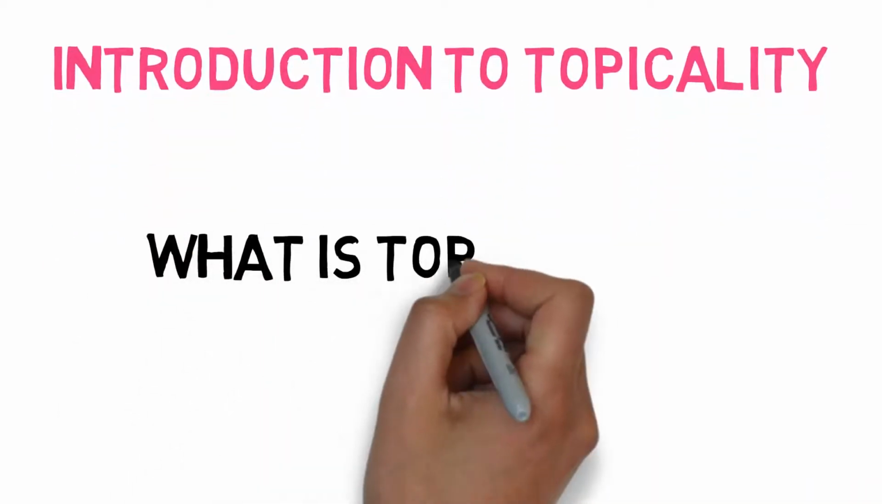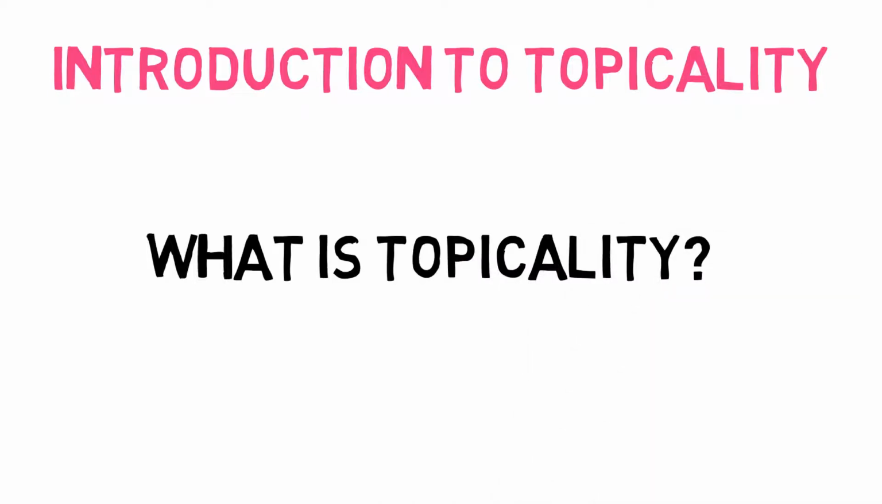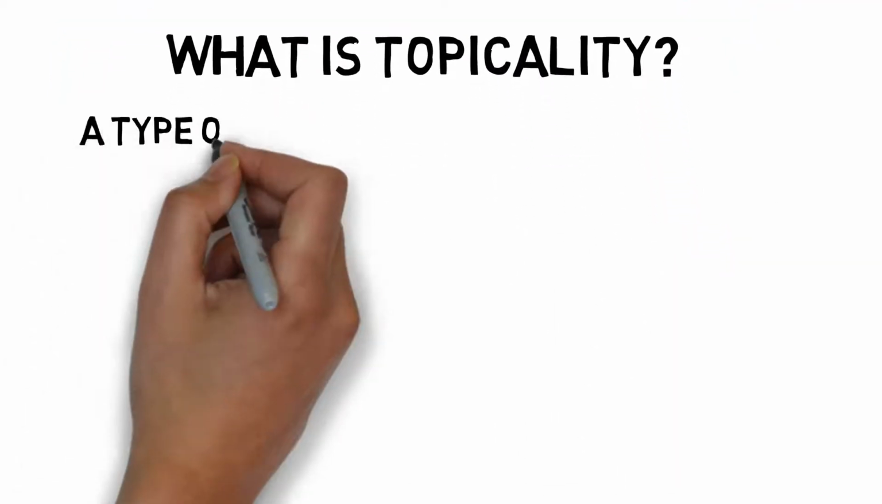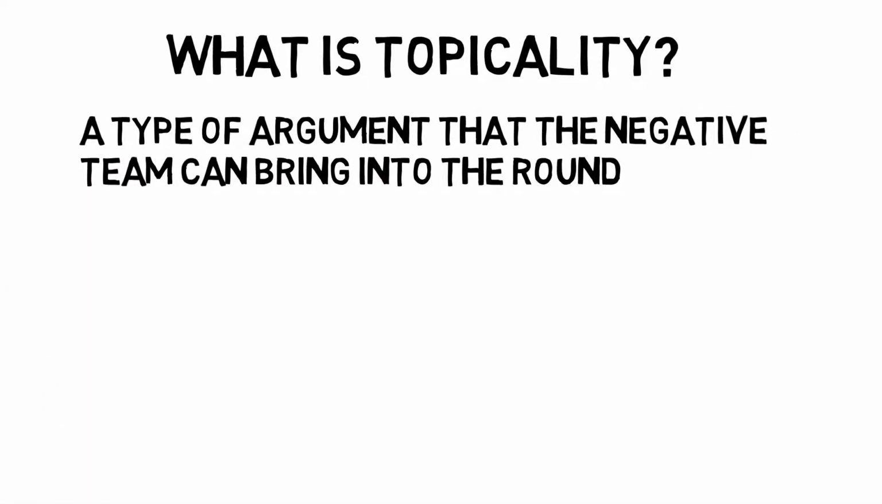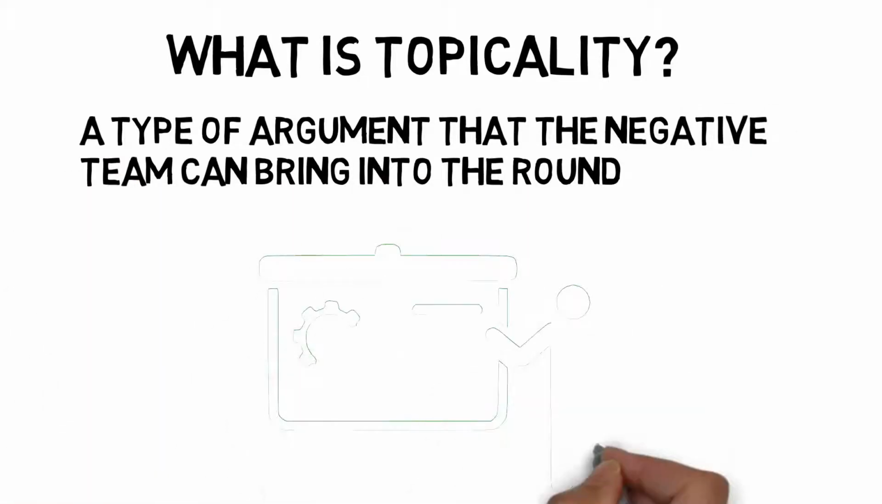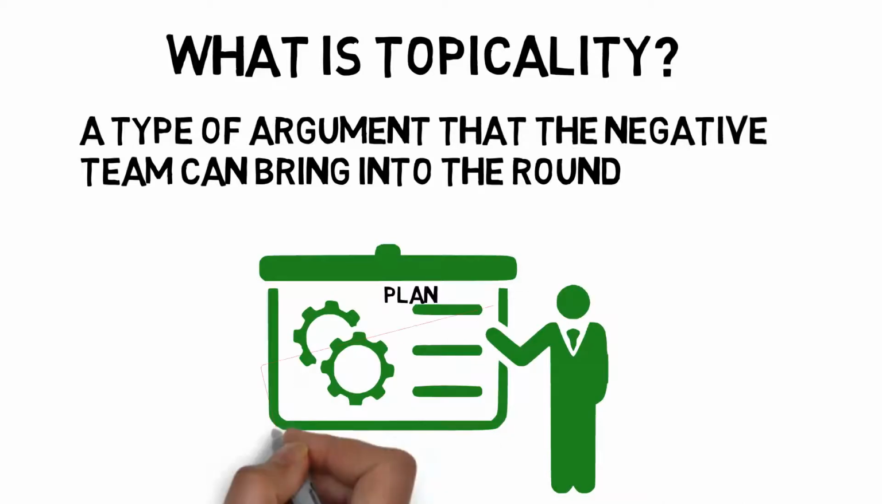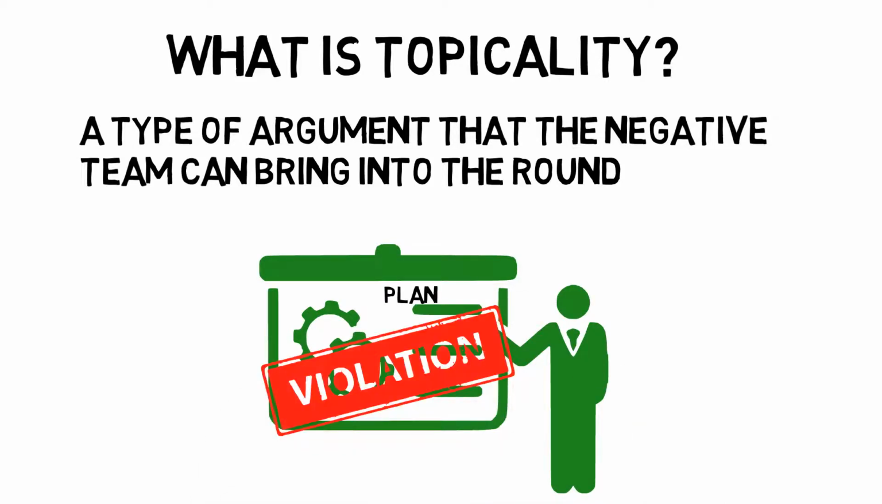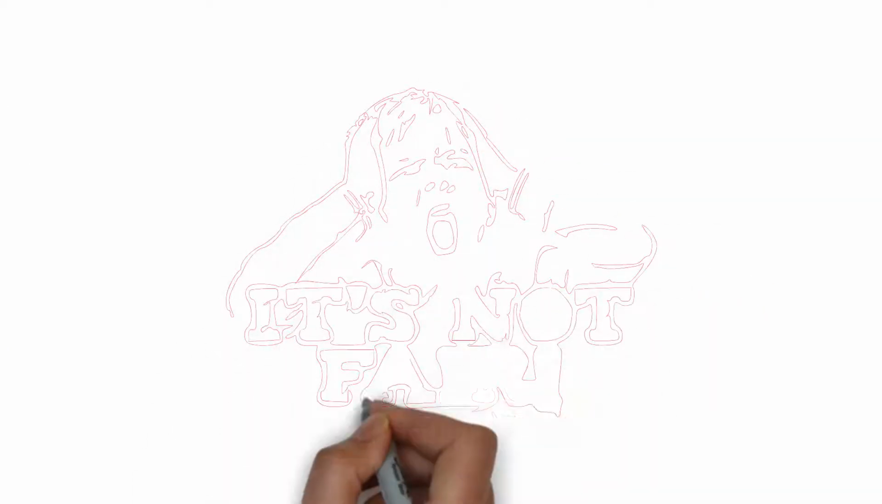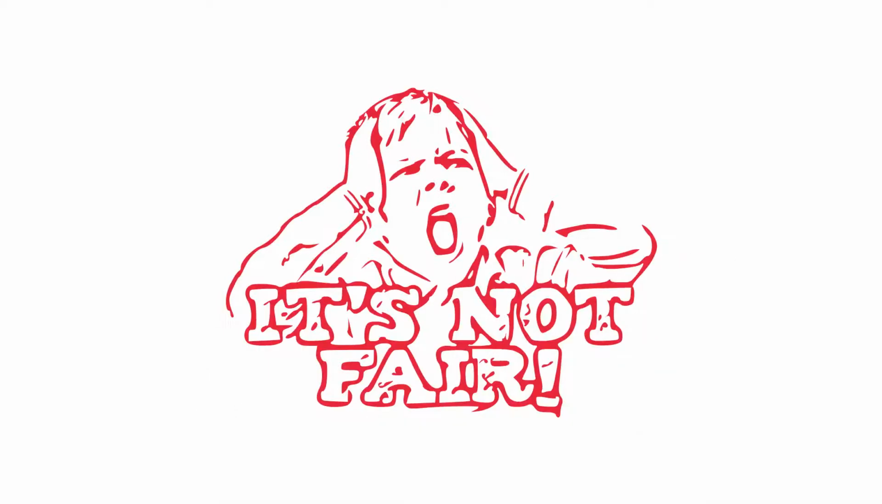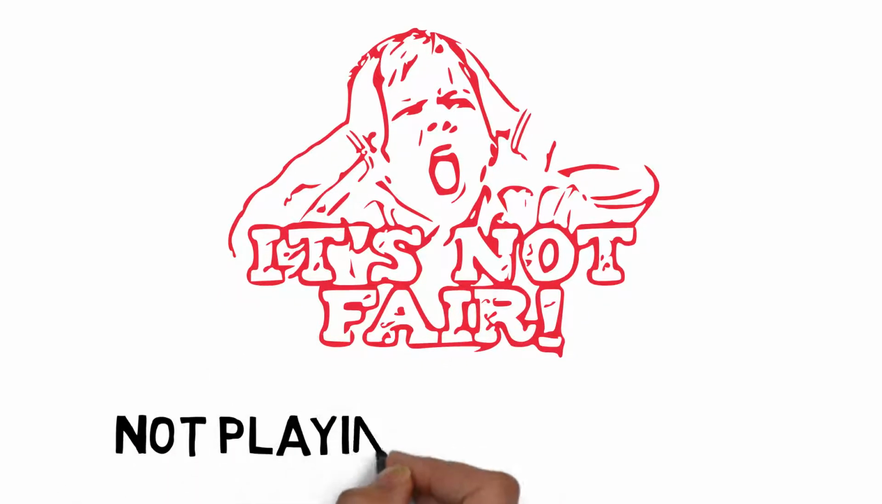Introduction to Topicality. What is topicality? Topicality is a type of argument that the negative team can bring in the round. Topicality is used by the negative team to argue that the affirmative team's plan violates the resolution, meaning it falls outside of what can be talked about in the debate round. In other words, topicality is a formal way to let the judge know that the affirmative team isn't playing by the rules.